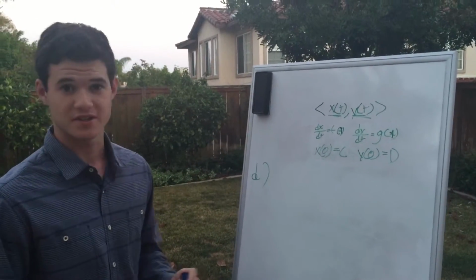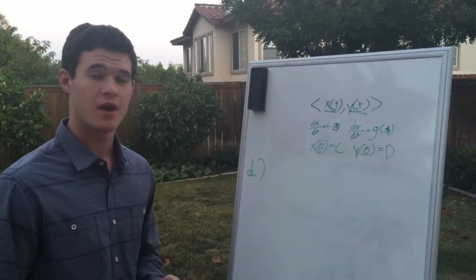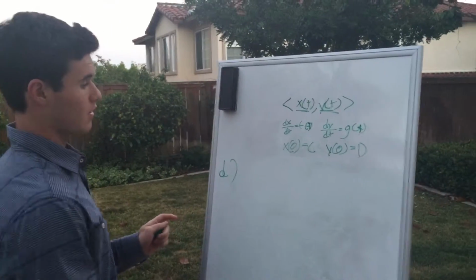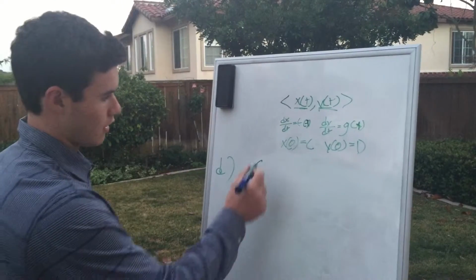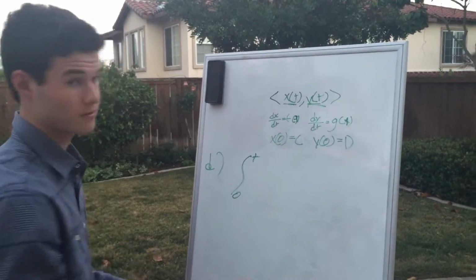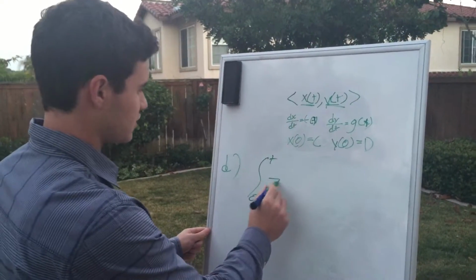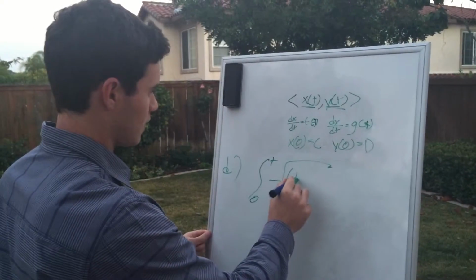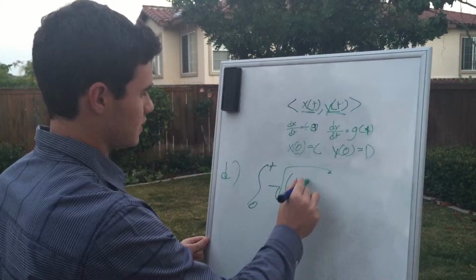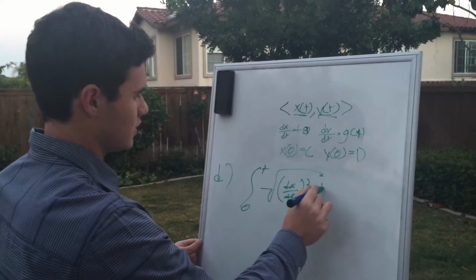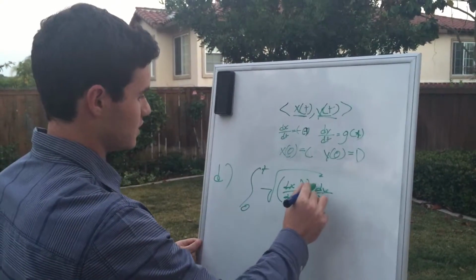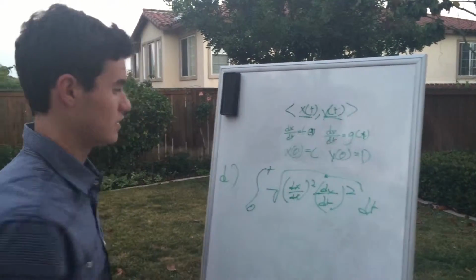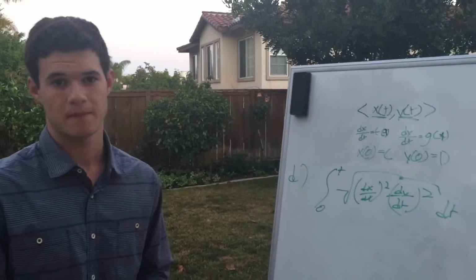Part D asks for distance traveled. In order to find distance, all we have to do is integrate speed. So think back to part A. We're going to take the integral from 0 to t of speed, which we remember is the square root of dx over dt squared plus dy over dt squared, dt. And it's as simple as that.